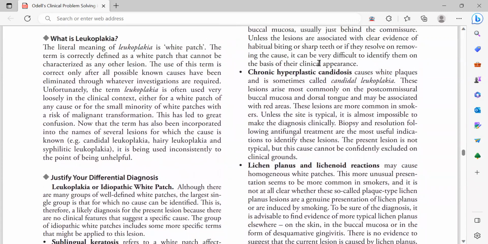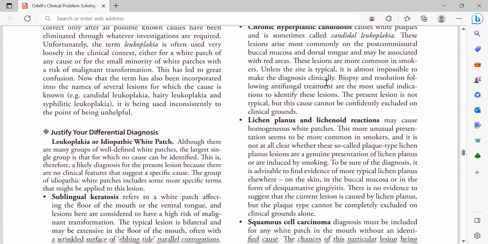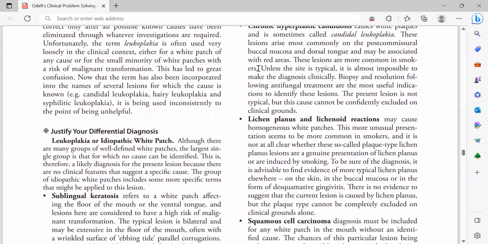This could not be anything else. So the other reason to form any plaque, or white patch, is candida leukoplakia. These lesions arise most commonly on the post-commissural buccal mucosa and the dorsal surface of the tongue, and may be associated with red areas. These lesions are more common in smokers, which is our patient.